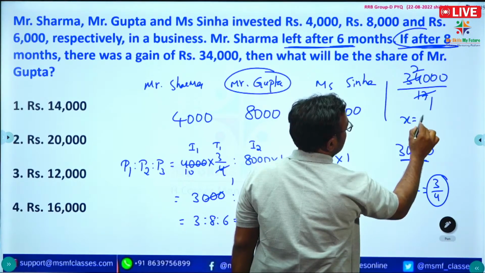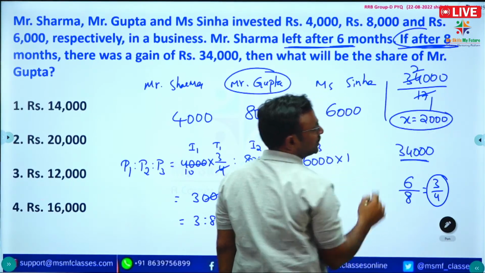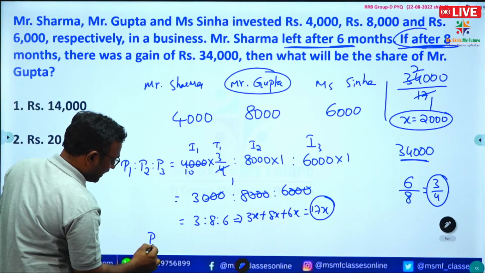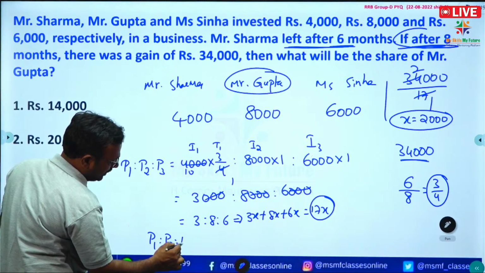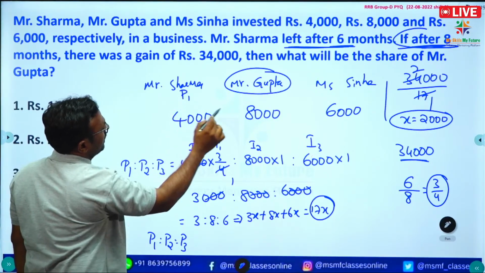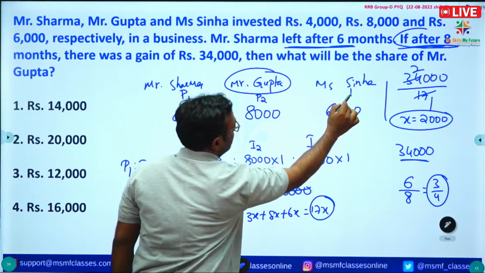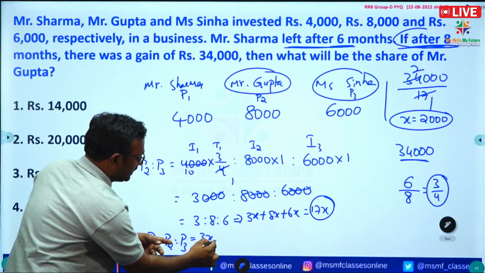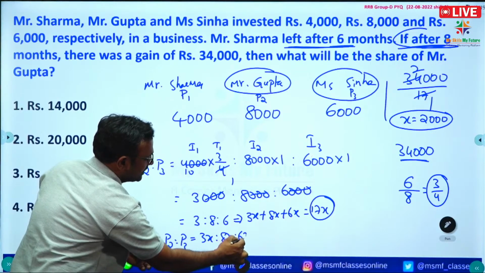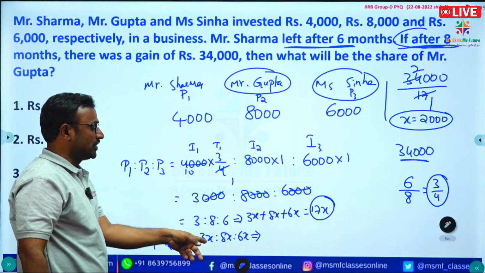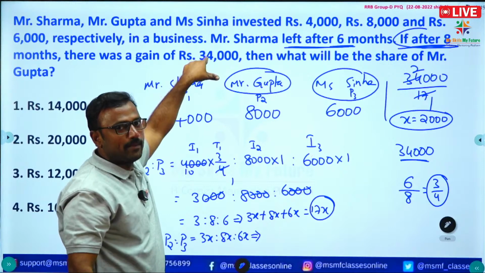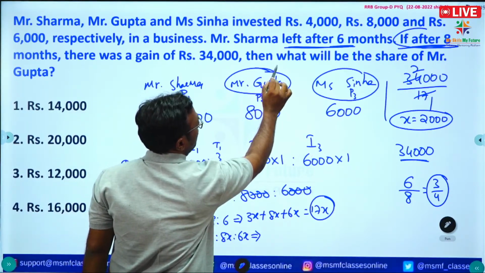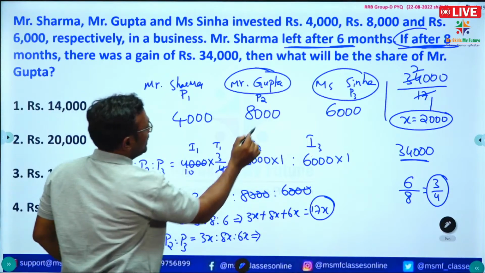So x is nothing but 2000. Each share is 2000. So here for profit, I am taking P1 is to P2 is to P3. P1 for Sharma, P2 for Gupta, P3 for Sinha. They are receiving 3x is to 8x is to 6x. This is the profit ratio with respect to investment amount as well as with respect to time. So we need to find what will be the share for Mr. Gupta. Mr. Gupta is P2.